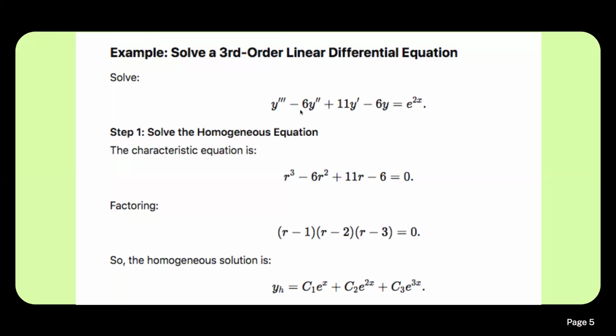y triple prime minus 6y double prime plus 11y prime minus 6y equals e to the x, okay? First, we found the characteristic equation of the original one, which can be written as r cubed minus 6r squared plus 11r minus 6 equals 0. Then, after factoring, we find this is a case of real roots. Then the homogeneous solution yh can be expressed as c1 e^x plus c2 e^(2x) plus c3 e^(3x).